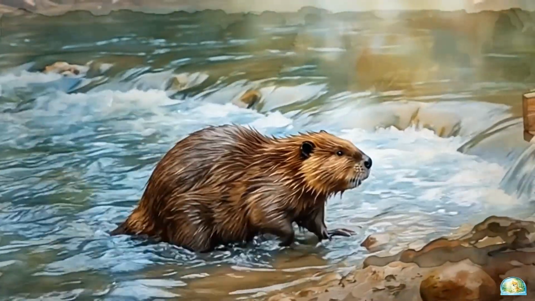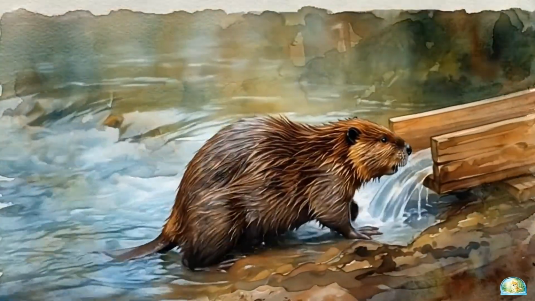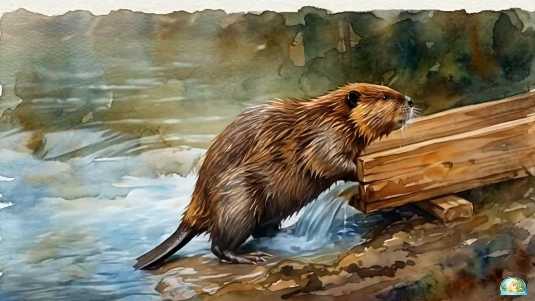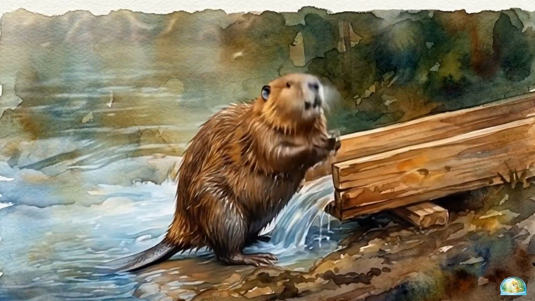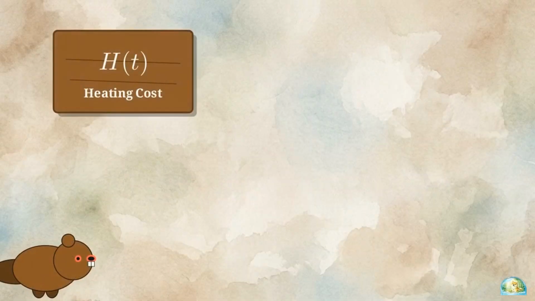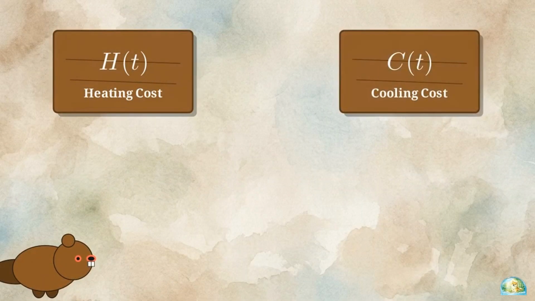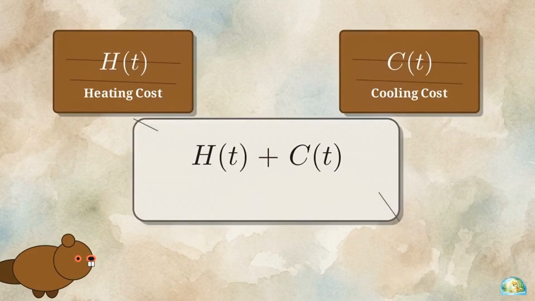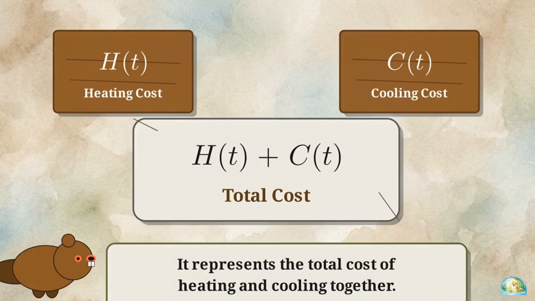Birch reaches the arithmetic outflow. This is the final step, where we translate our mathematical results back into terms that describe the real world. Look at the channel ahead. If H of t is heating cost and C of t is cooling cost, what does the expression H of t plus C of t represent? Since both functions use the same input, t, adding them combines the two separate costs for that same time period. It represents the total cost of heating and cooling together.